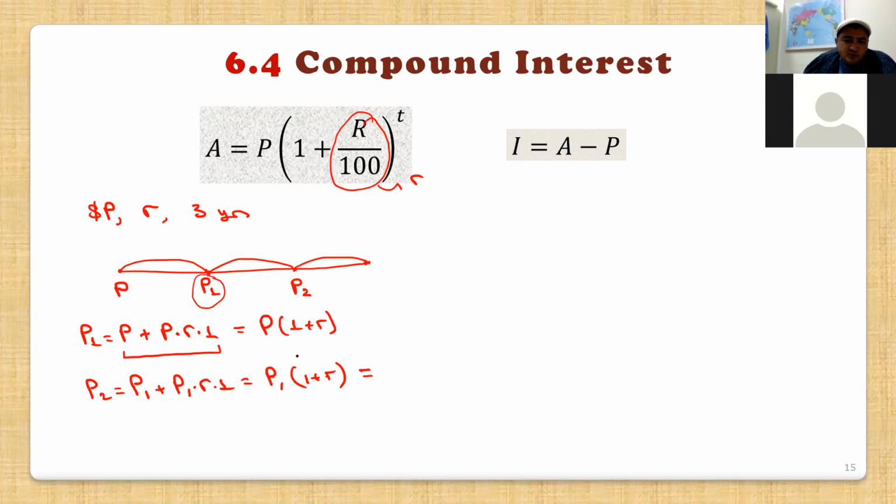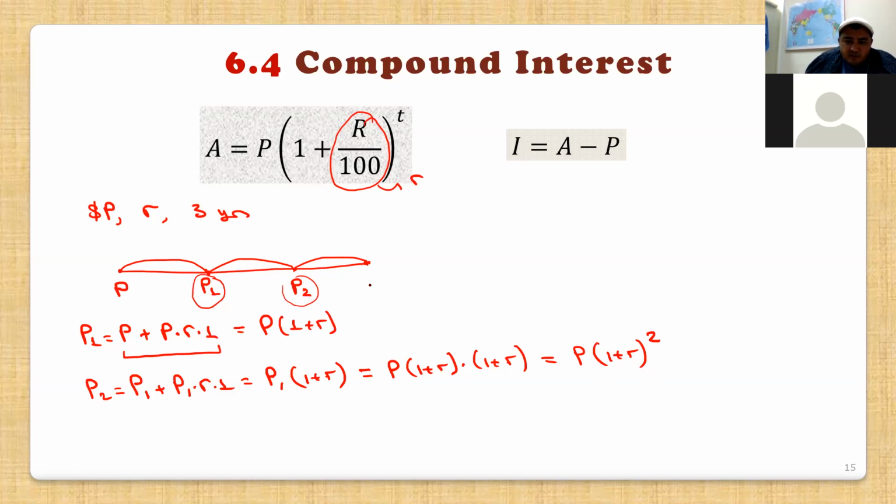Now from the previous expression, what is P1? P1 equals P times 1 plus R. So instead of this P1, I can substitute P times 1 plus R, and I have one more 1 plus R here. If you simplify this, we have P times 1 plus R squared, because 1 plus R times 1 plus R is 1 plus R squared. So at the end of the second year, P2, that means you have this much amount in your account, P times 1 plus R squared.